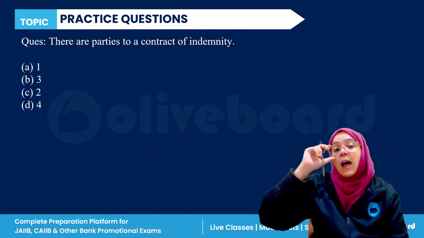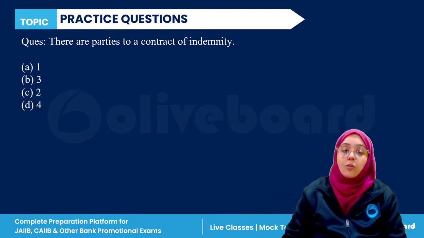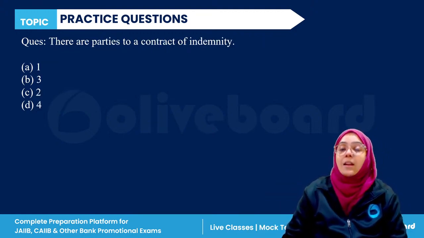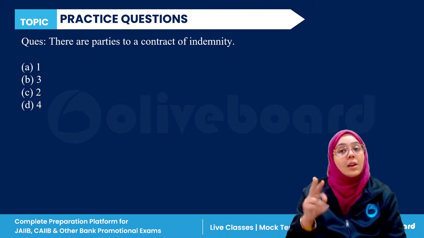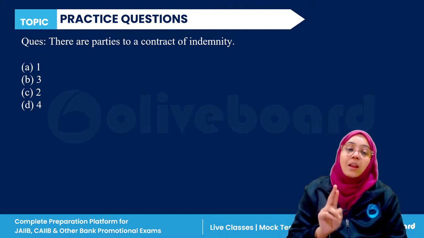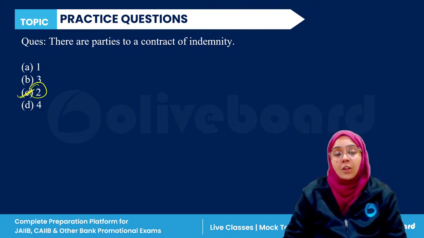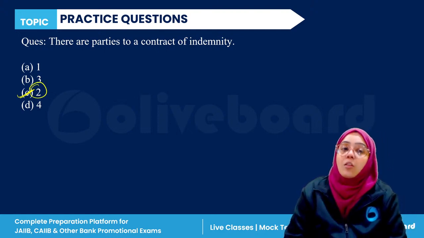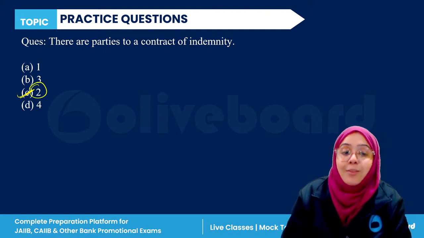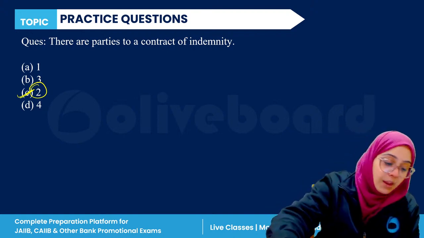Next question. How many parties are there in the contract of indemnity? 1, 3, 2, or 4? The contract of indemnity has only two parties. There is the indemnifier and there is the indemnified. So C is the correct answer. There is one indemnifier and one who is called the indemnified.